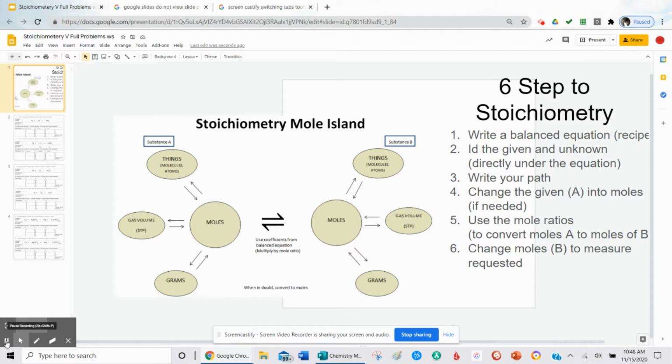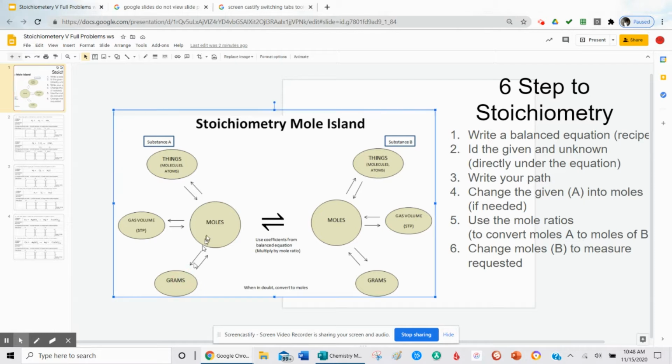Okay, so just to review, we're using our full map. So we're going to go from grams to moles, that's 1 step. Moles to moles, that's 2 steps. And moles to grams, that's 3 steps. So these problems are going to be 3 steps. They might start at liters, gas volume, so it could be liters to moles 1 step, moles to moles 2 steps, moles to liters 3 steps, and it can go anywhere on these conversions.